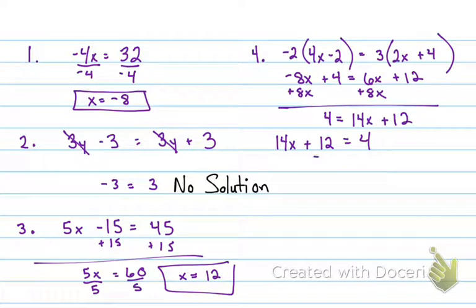Okay, subtract by 12. Very good. Subtract 12 from both sides, and 14x equals negative 8. Last step. Everybody tell me, what's it going to be? Divide everything by 14.